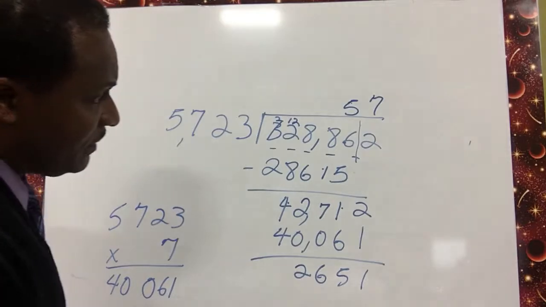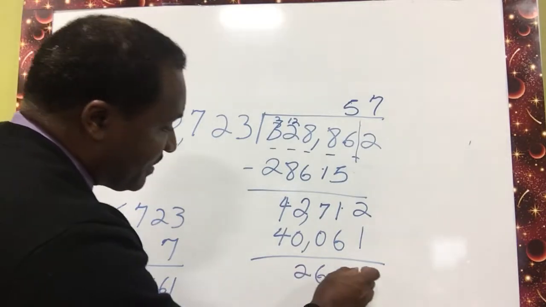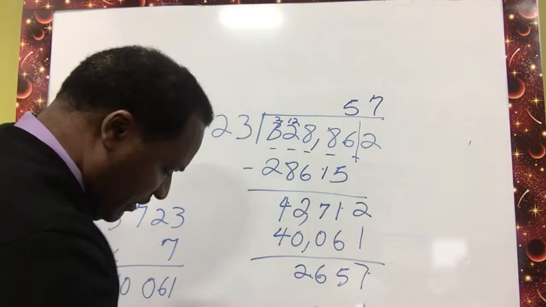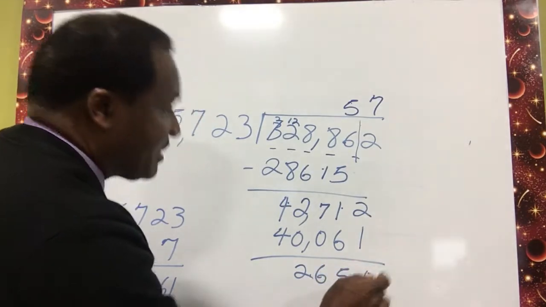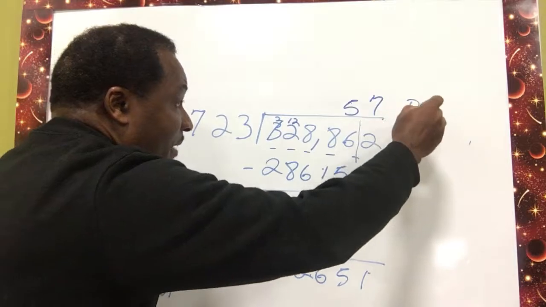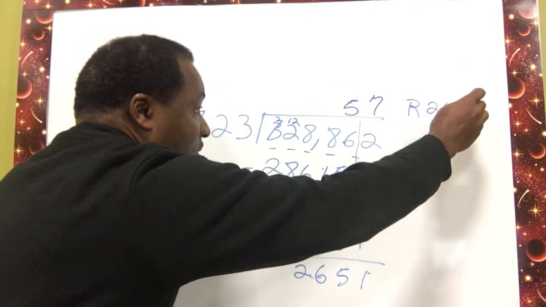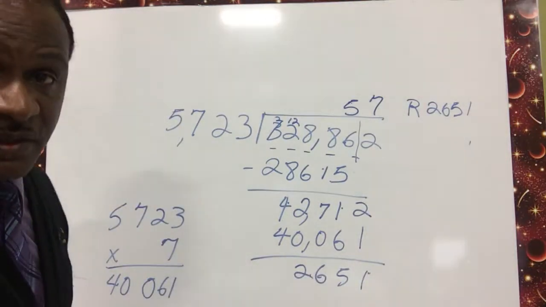And when I do that, I'm going to end up getting 2,651. That'll be my remainder because I can't take 5,000 and put it into that. So that'll be my remainder, 2,651. And so that's how we do that.